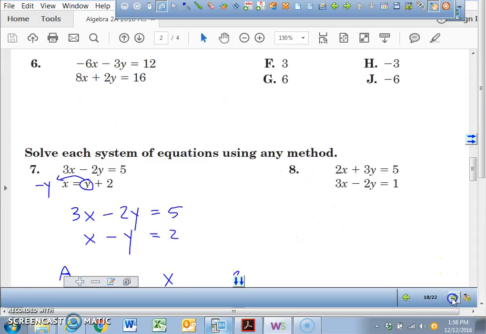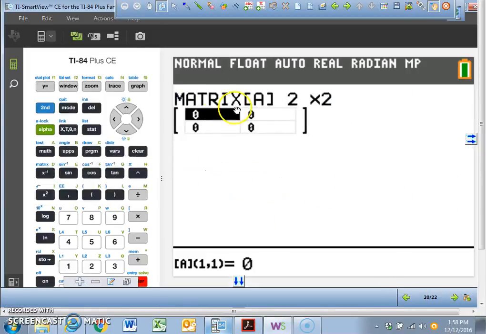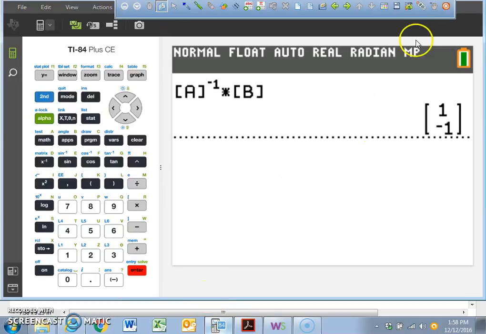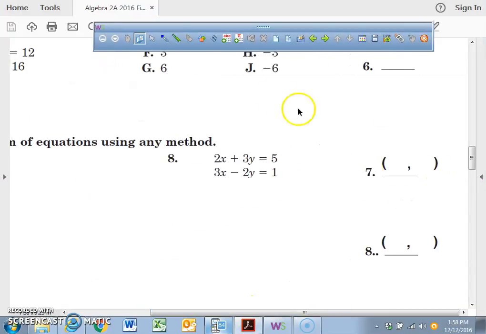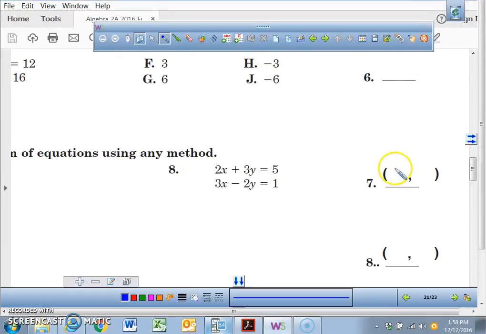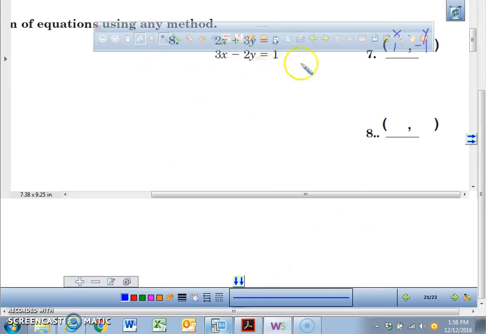Just know, on your assignment or your test, for number 7, you would write x is 1, y is negative 1. Okay, there's your x, there's your y. So let's look at number 8. We're not going to do the whole method again, but let's look at number 8.